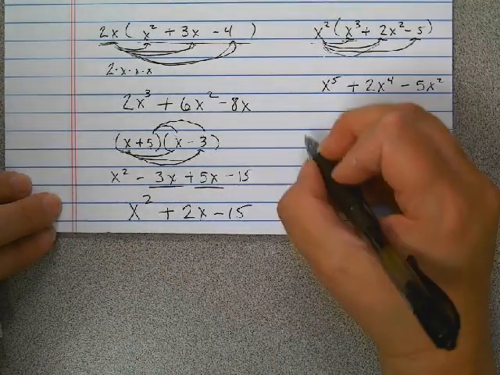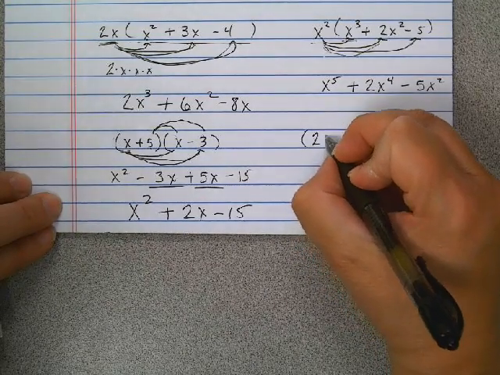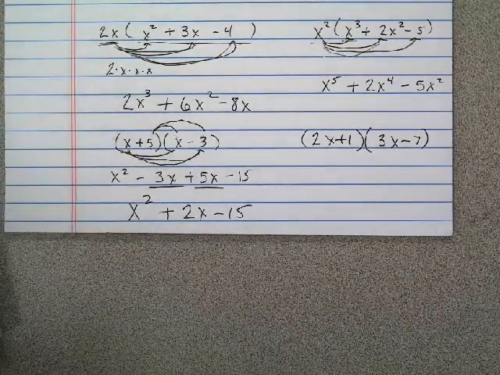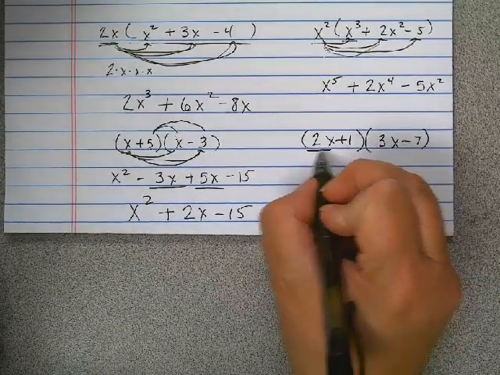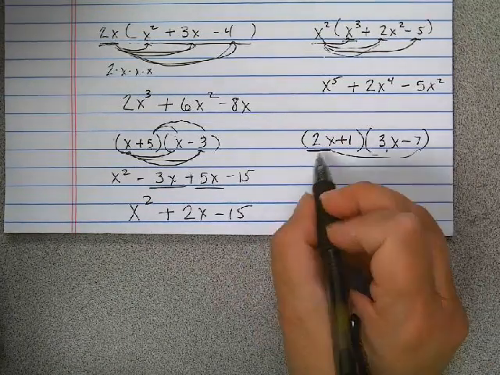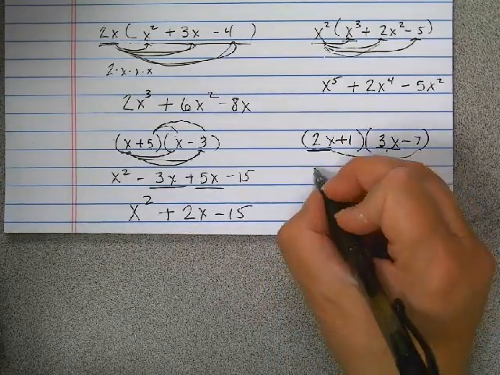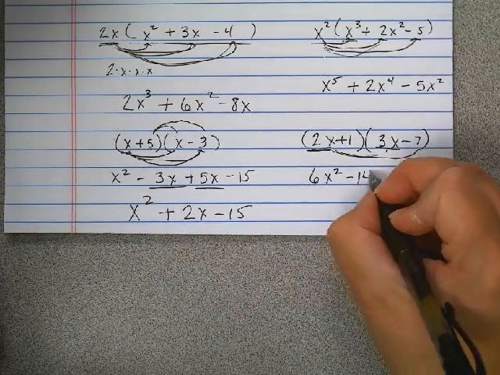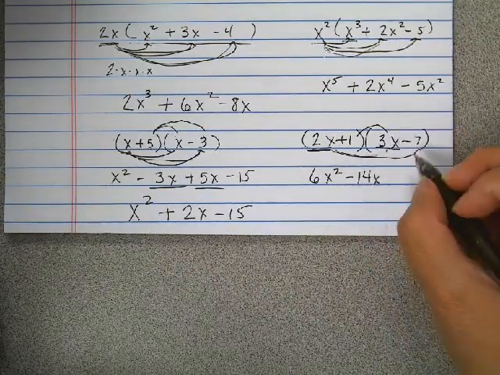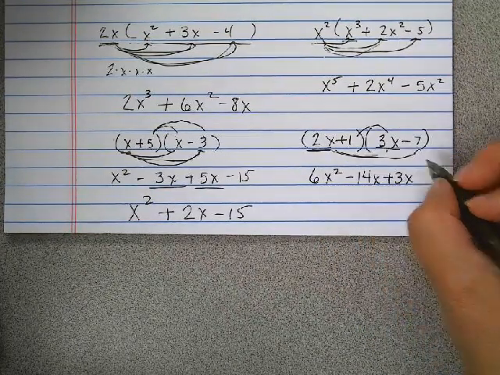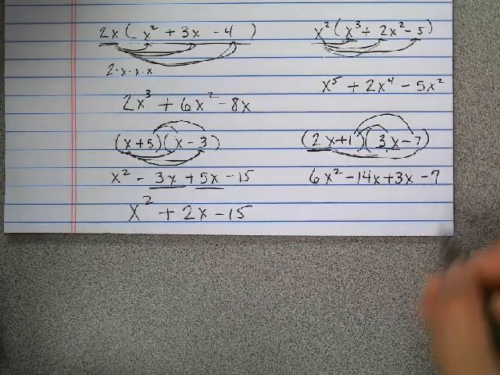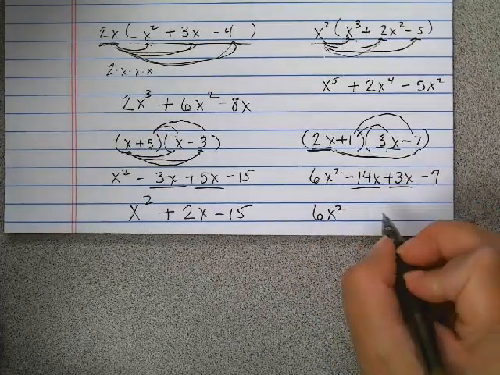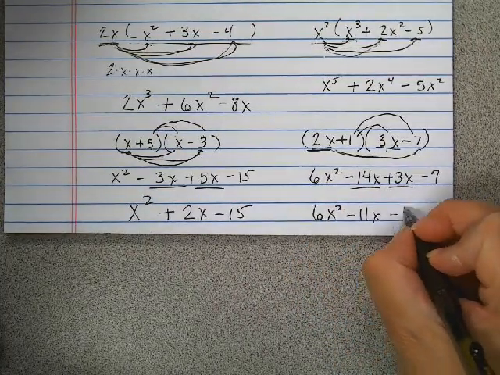Let's do another example where we have a little bit more difficult numbers. Let's do 2x plus 1 times 3x minus 7. So I'm going to start by double distributing. I'm going to distribute the 2x times everything over here. So 2x times 3x is 6x squared. 2x times negative 7 is negative 14x. 1 times positive 3x is plus 3x. And 1 times negative 7 is negative 7. And then go through and add your like terms. Negative 14 and positive 3 is negative 11x minus 7.